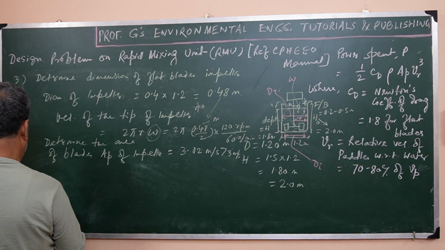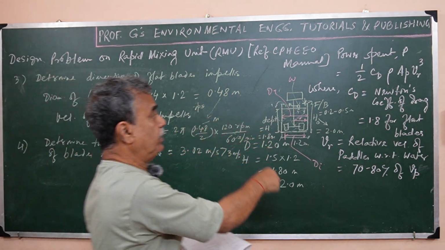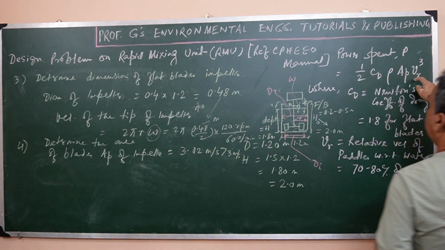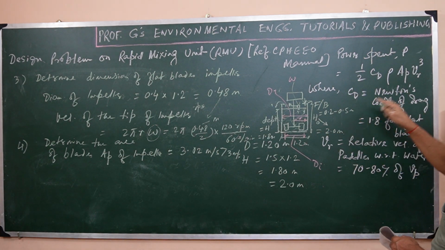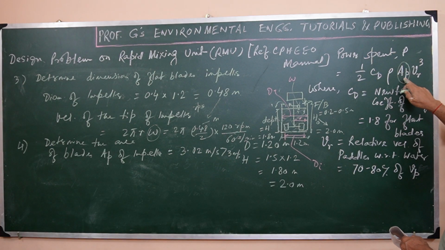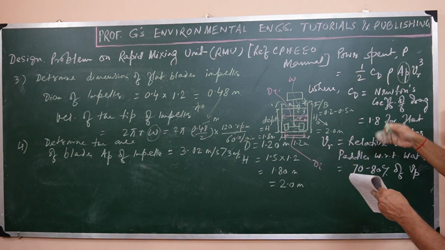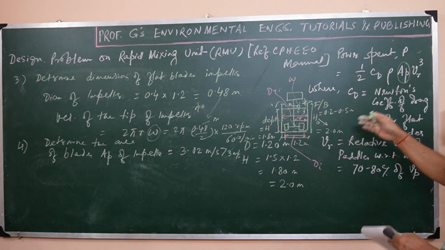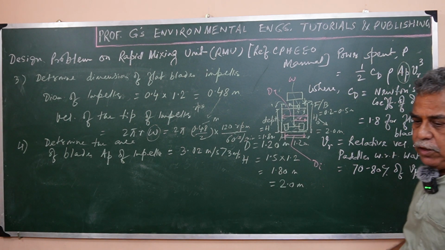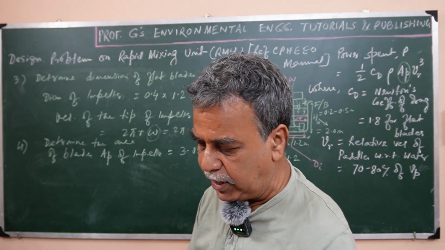So we know that this equation I have written, because we are going to use this equation to find out the area of this plate, the total area of the plate. This is the area of the blades, or area of the plate or blade, whatever way you say, that is AP.